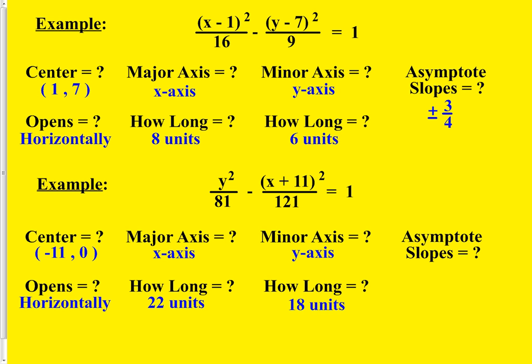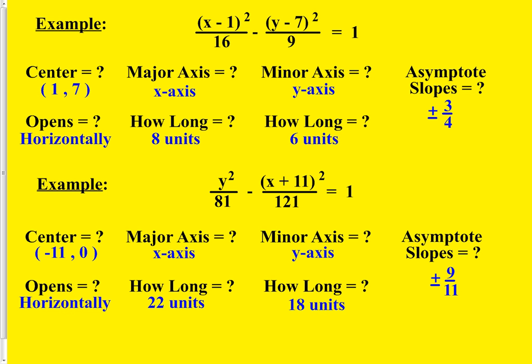Doubling it is 18. Now, obviously, as I change the screen, this word keeps continuing to change. That's supposed to be vertically, not horizontally. And lastly, the slope of our asymptotes. Again, the square root of the y denominator over the square root of the x denominator. So the square root of our y denominator, square root of 81, is 9, over the square root of our x denominator, square root of 121, which is 11.